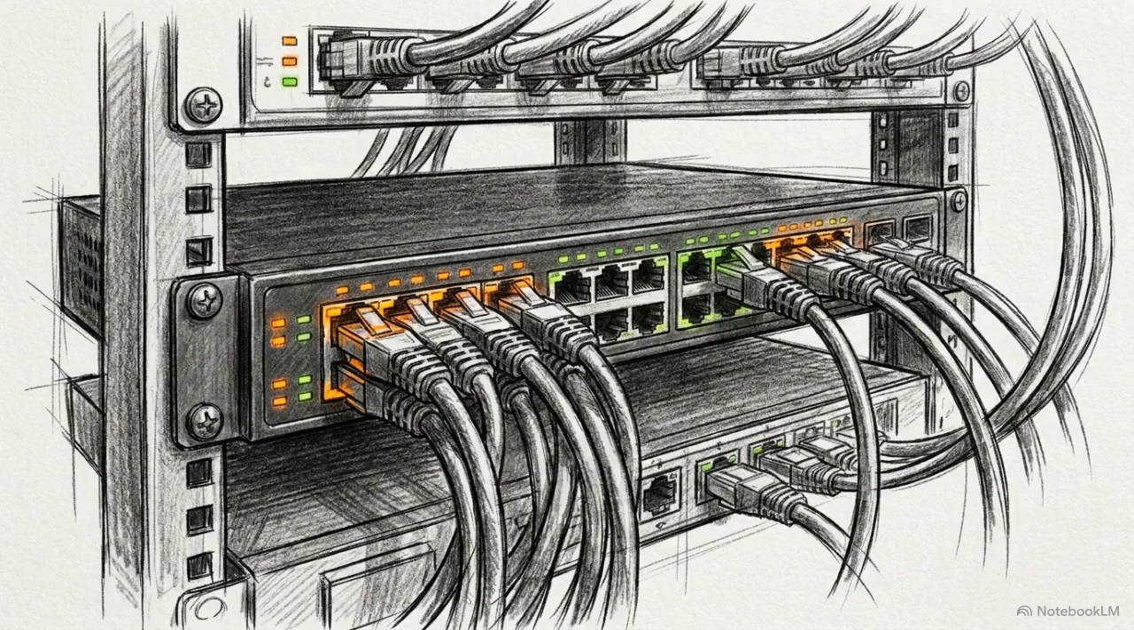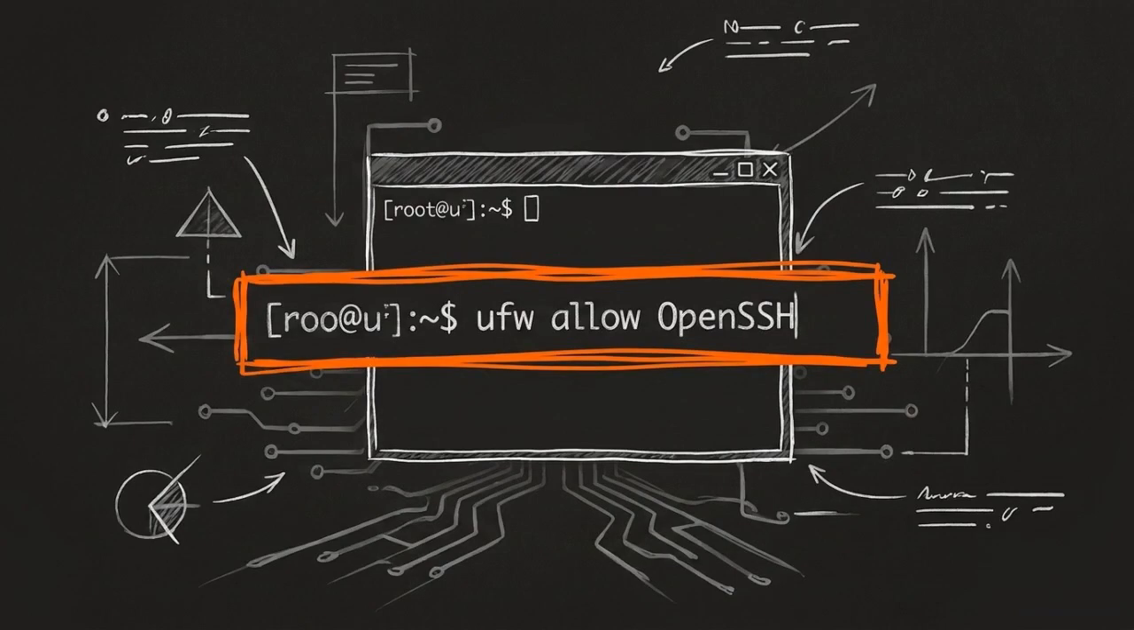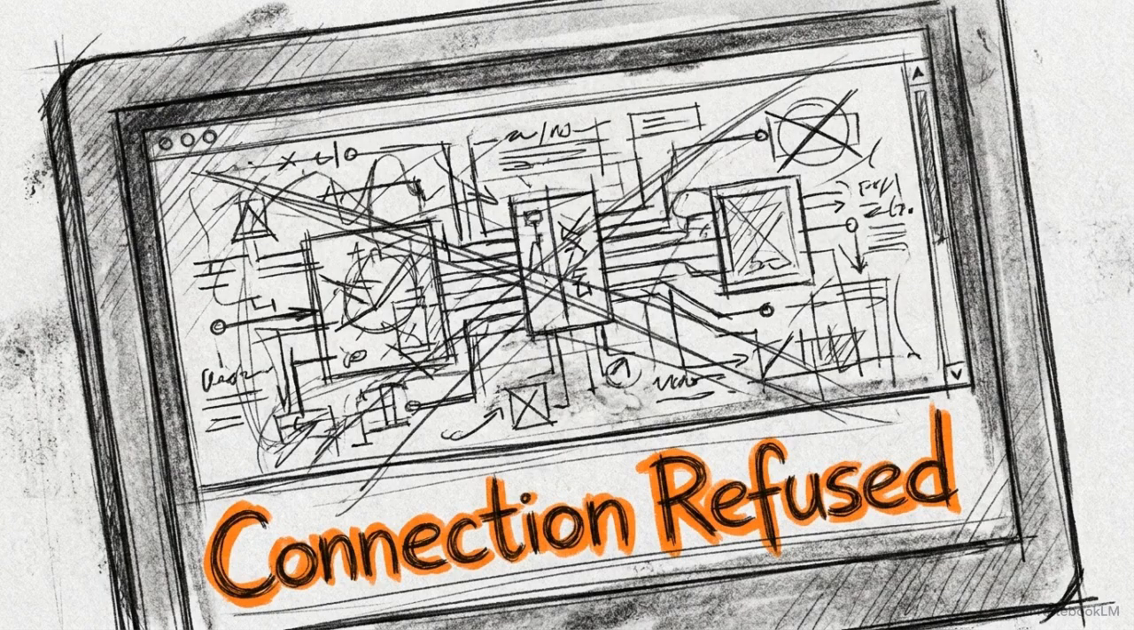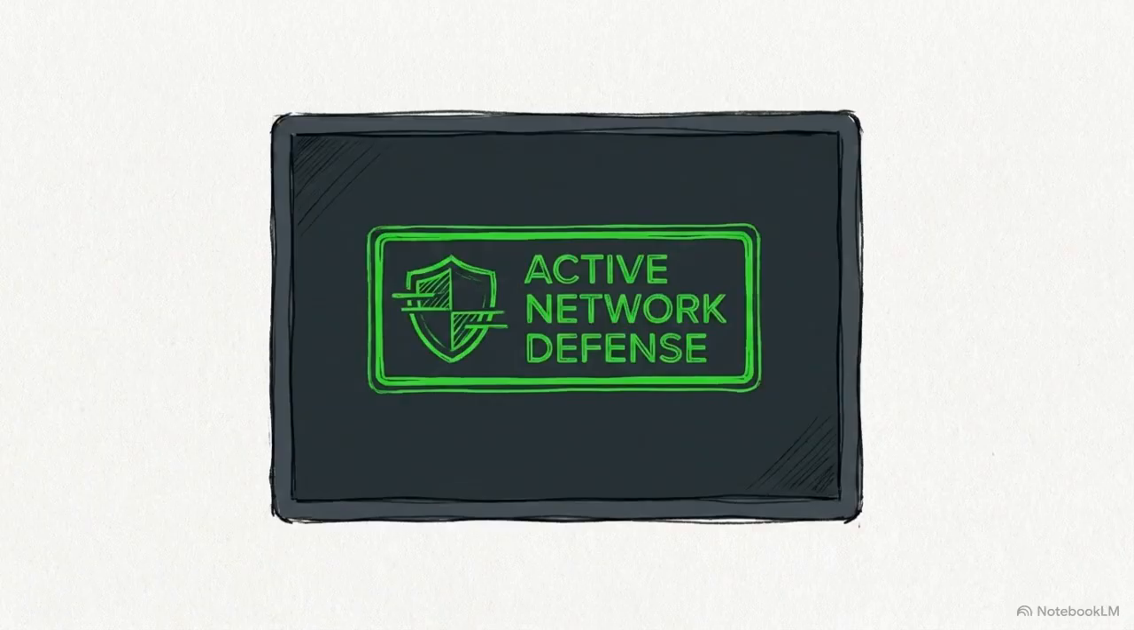Now, we need to lock down the network. But before you turn the firewall on, you must explicitly allow open SSH traffic. If you skip this exact command, the moment you activate the firewall, you will permanently lock yourself out of your own server. With SSH secured, run the command to enable the uncomplicated firewall.